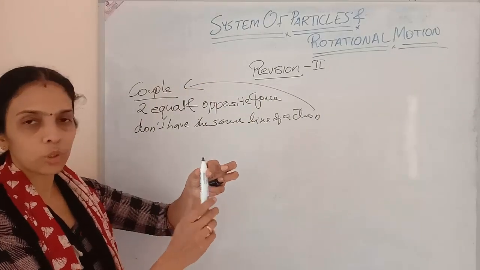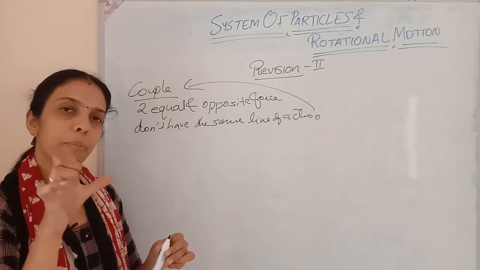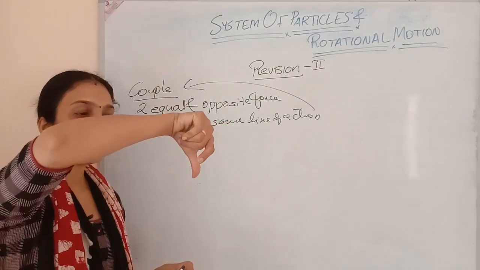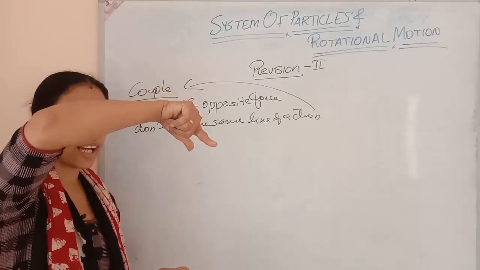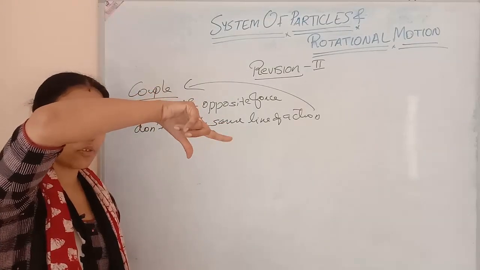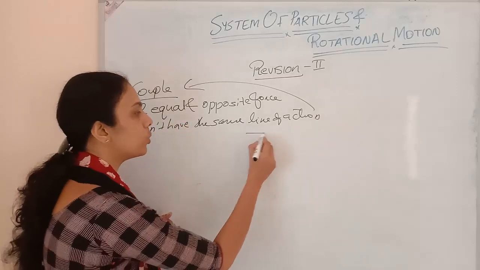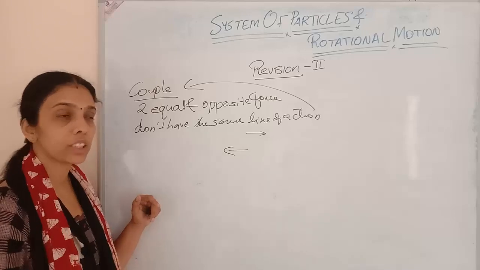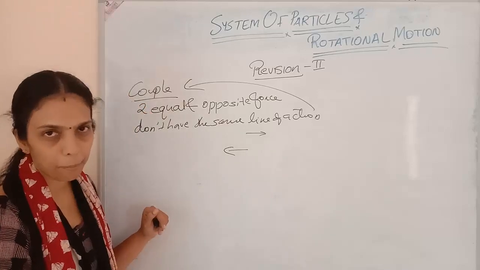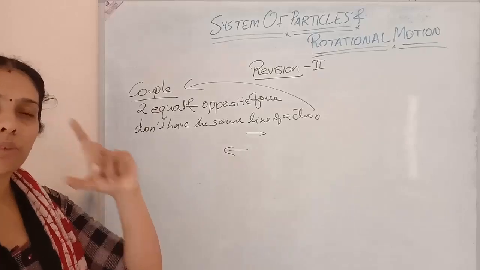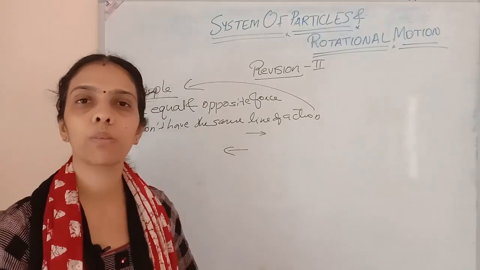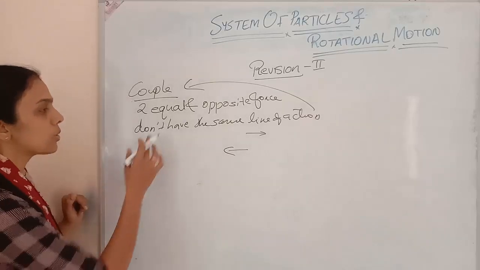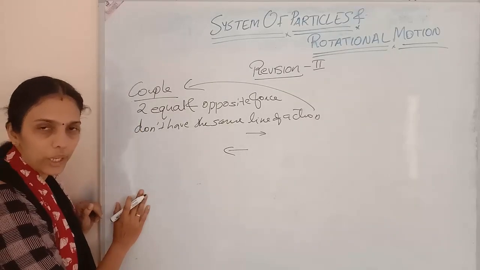While explaining, I told you, while opening a cap, we are applying one force in this direction and another force in this direction. They are two equal and opposite forces. One line of action is like this, and the other line of action is here in this manner. So two equal and opposite forces which have different lines of action will constitute a couple. A couple will give us a rotational motion.